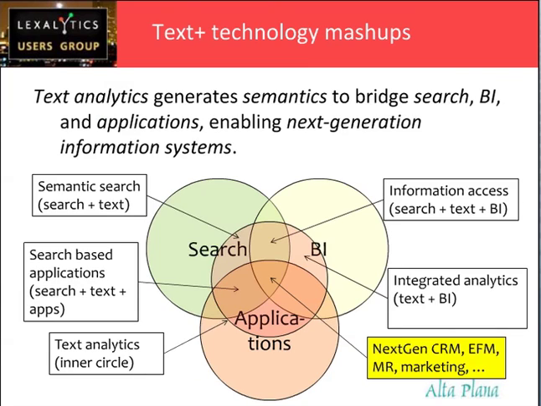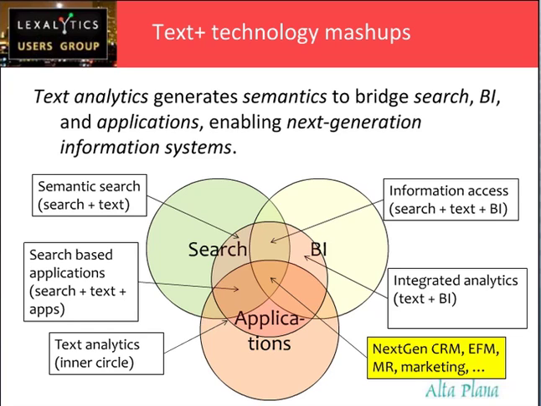Trying to tie these threads together, I have a somewhat complicated diagram that includes search in this greenish circle, business intelligence in the yellowish one, and applications in the, I suppose, light brown one. We have overlap areas. Semantic search uses text analytics, which is the inner pinkish circle. Text analytics or natural language processing tied together with search gives you semantic search.